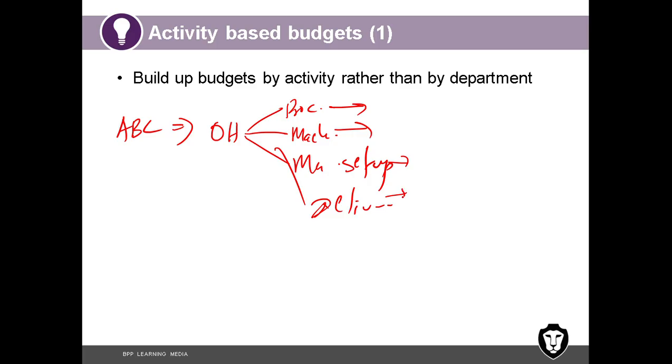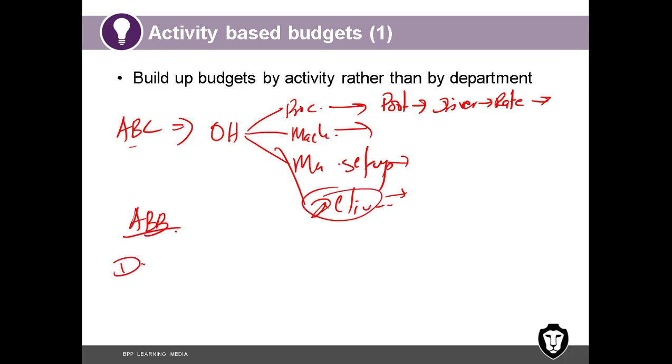For each of them, what do you do? You find the total overhead. That's what you call a cost pool. Then you find the cost driver, find the rate. Based on that you absorb. So this is ABC. Now if you want to do ABB, activity-based budgeting, let me take one and explain. Say delivery cost. You want to budget how much is going to be the delivery cost next year.